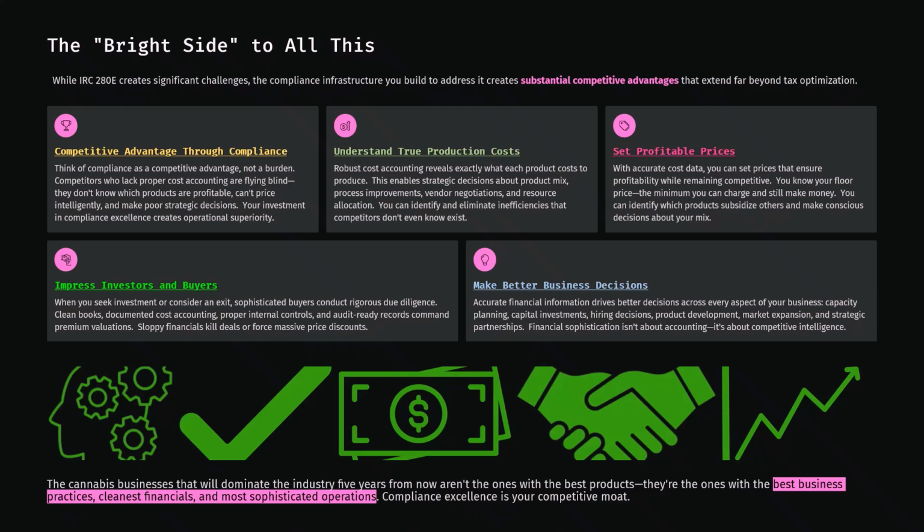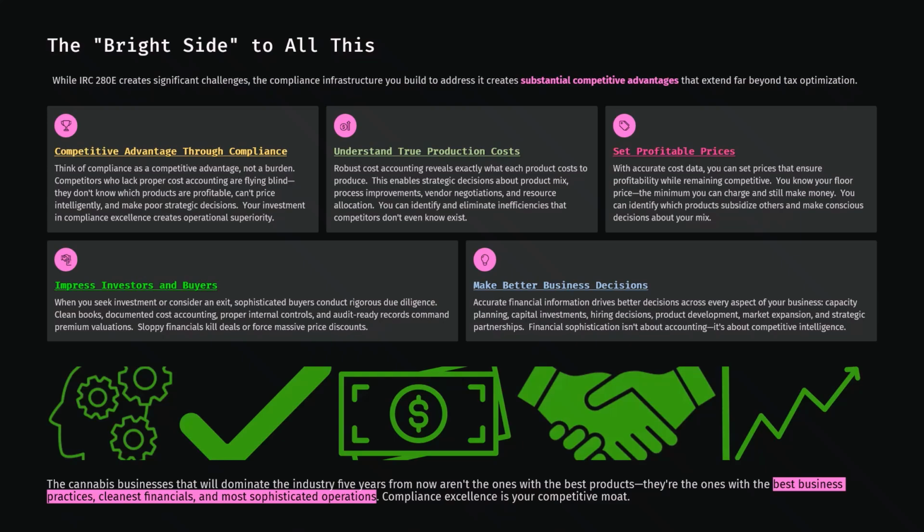And you can impress investors and buyers. So if you want funding, if you want a successful exit, your numbers have to be tight. A clean P&L, real cost tracking, inventory controls, compliance procedures, those things that make you look buttoned up, professional, and acquisition ready. And in fact, this kind of operational discipline is one of the first things that buyers and investors are asking about. And you'll be able to make better business decisions.